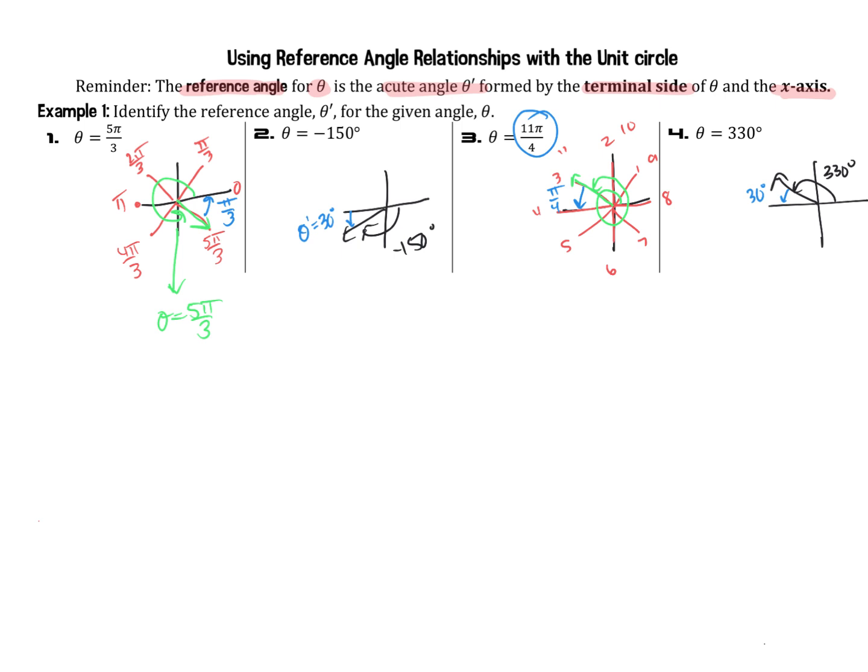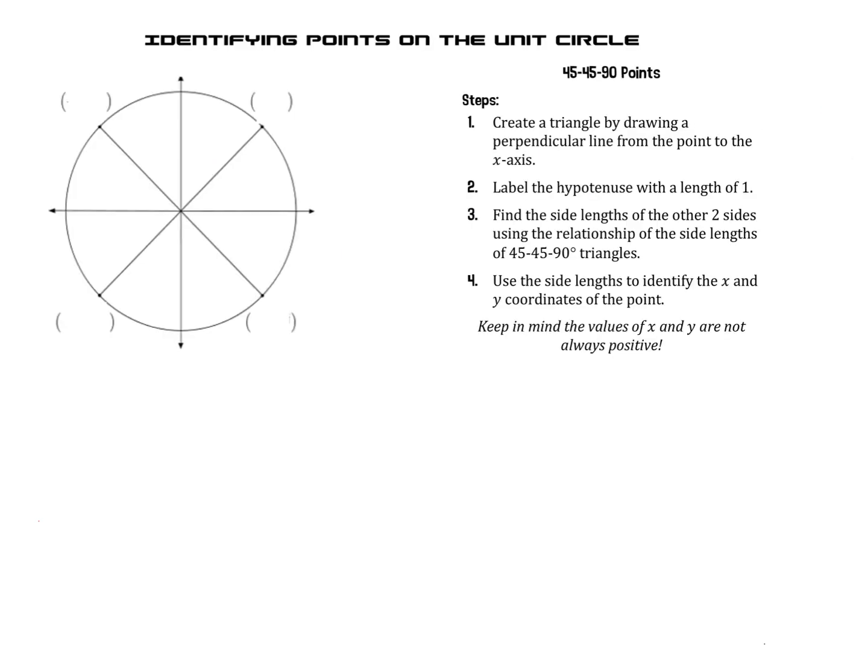So now that we've talked about reference angles, we're going to use that and what we know about special right triangles to identify the coordinates that correspond to the angles we just identified on the unit circle. Okay, so if we think about the points on the unit circle, and I'm actually going to add a few more here. Let's first identify the points that are on the axes.